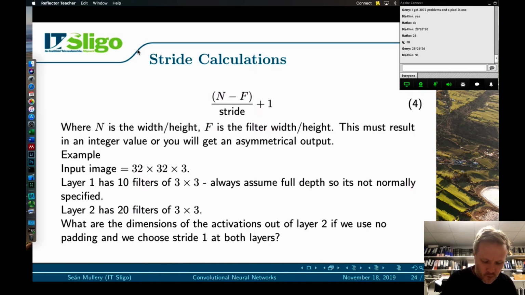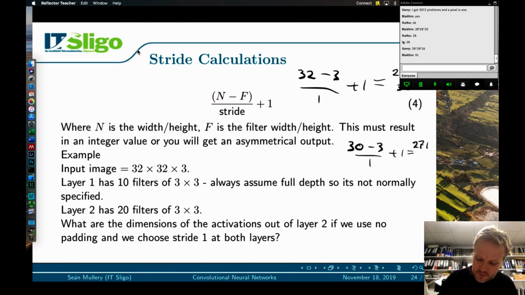So for layer 1, 32 minus the size of the filters, which is 3, divided by a stride of 1 and add 1 is going to give me 29 plus 1, which is 30. And that's what goes into layer 2. So we do 30 minus 3 divided by 1 plus 1, which gives me 27 plus 1, which is 28. And that's what we calculated as our outputs.